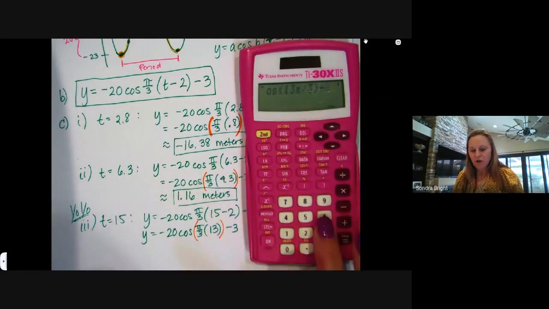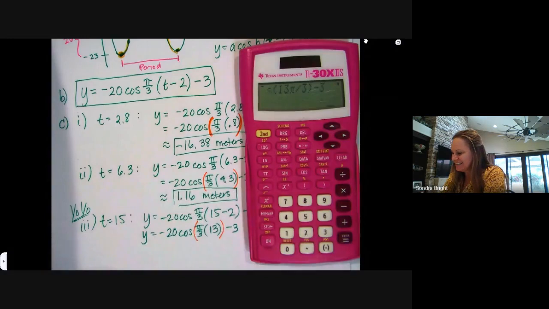Did you get negative 13 exactly? I don't need to put the little squigglies of approximately. Hopefully you got negative 13 meters. If you did, give yourself a pat on the back.